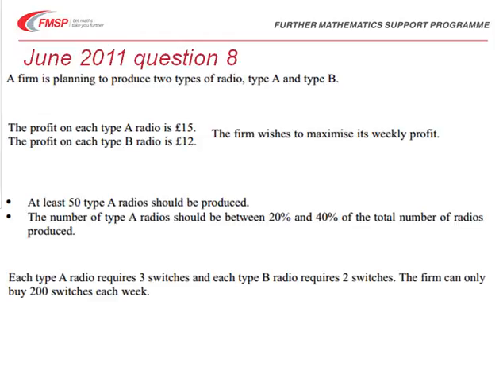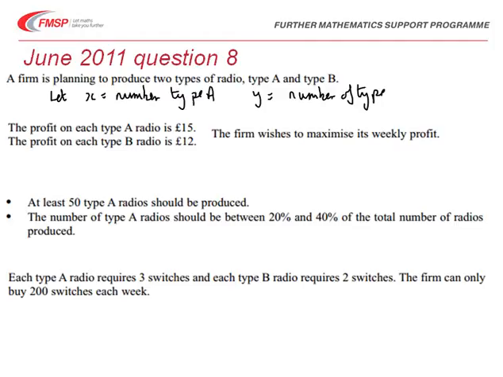Well, starting first of all then with that defining of the variables, we're told that we've got two types of radio, type A and type B. So if we start off by saying let X be equal to the number of type A and Y be equal to the number of type B produced each week.